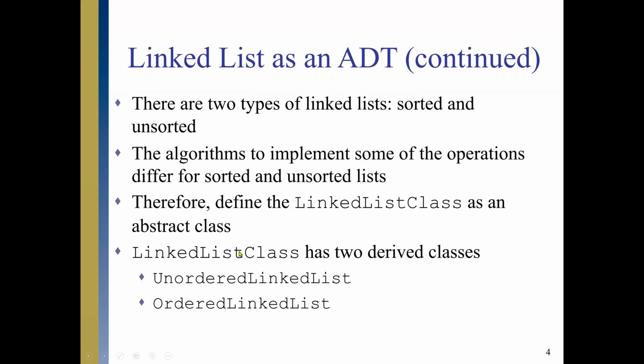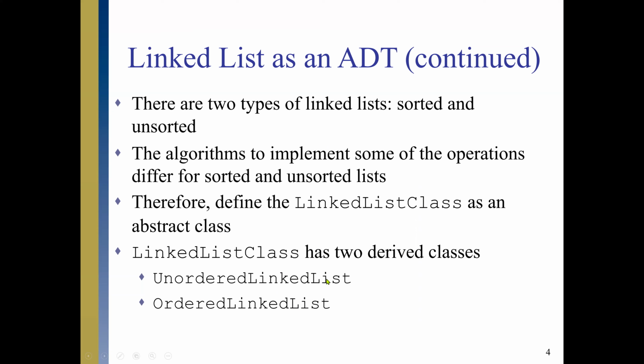Therefore, we're going to define the linked list class as an abstract class. So here we say a linked list class has two derived classes: the unordered linked list and the ordered linked list. The whole concept here is that we want to implement a linked list class, but we know a linked list class can have two types, sorted and unsorted.